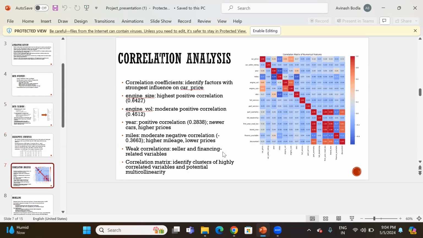Coming to the correlation analysis, as you can see, the correlation is a maximum of one between the same variables, and we can see 0.82 between the engine volume and the engine size. This tells about the relationship between the variables or fields. The engine size has the highest positive correlation, the engine volume has a moderate positive correlation, and the weak correlation is between the seller and financing related variables.